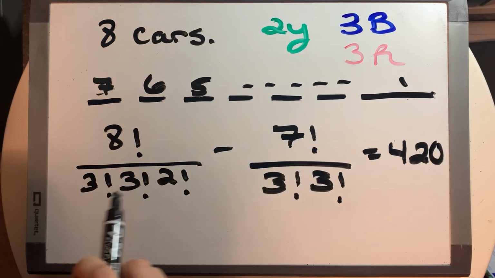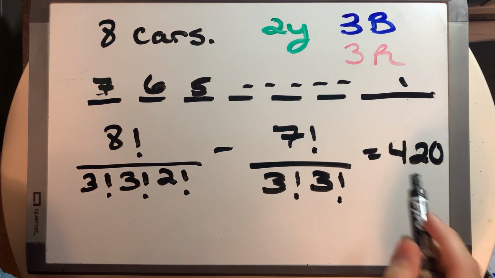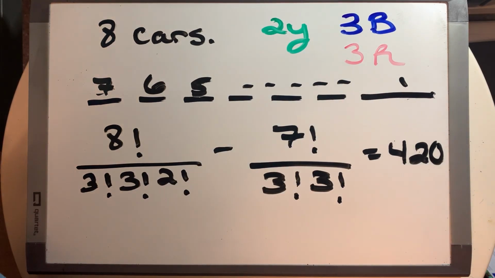Well, the total arrangements minus the ones where they are together technically equals 428 ways to arrange it where they're not together.